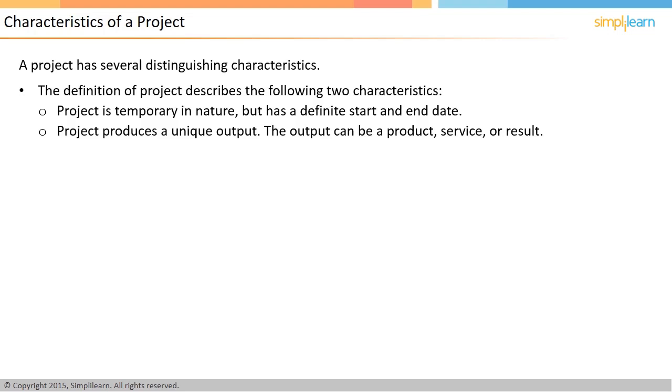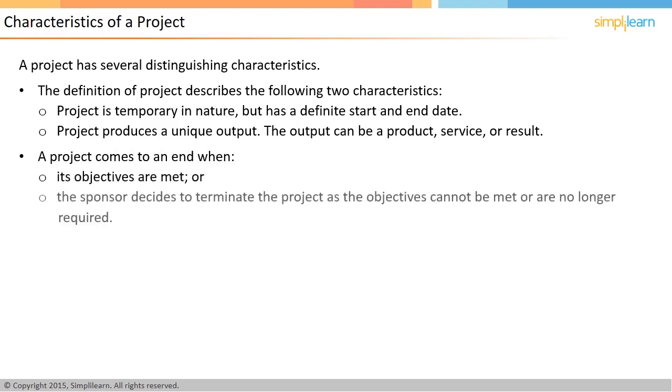Now, let us look at what marks the end of a project. A project ends when either the objectives are met or the project is terminated because the objectives will not or cannot be met. The other reason to terminate the project can be that the need for the output of the project does not exist anymore. Usually, the sponsor of the project takes a call about the closure of the project.